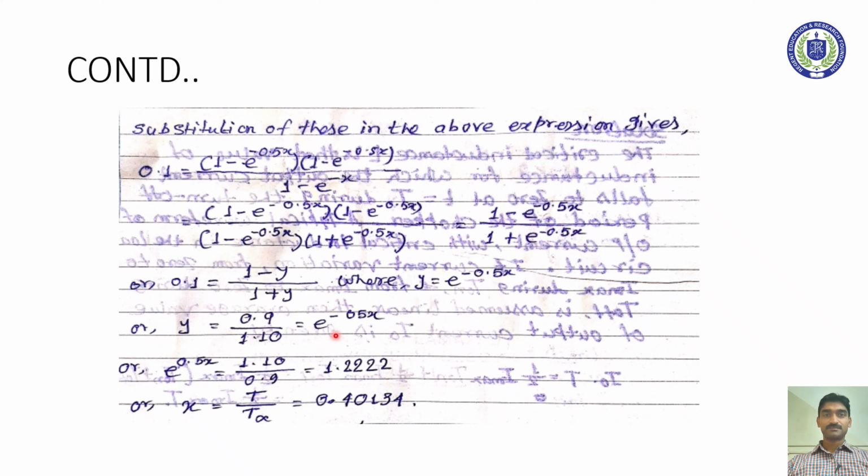So e to the power minus 0.5x equals that value. As we take e to the power minus 0.5x to the left-hand side, it becomes positive, so e to the power 0.5x is equal to whatever value comes here, and we put it down. Now, we have considered T by T alpha equal to x, so x is 0.4134. Somehow we are able to calculate the value of x.